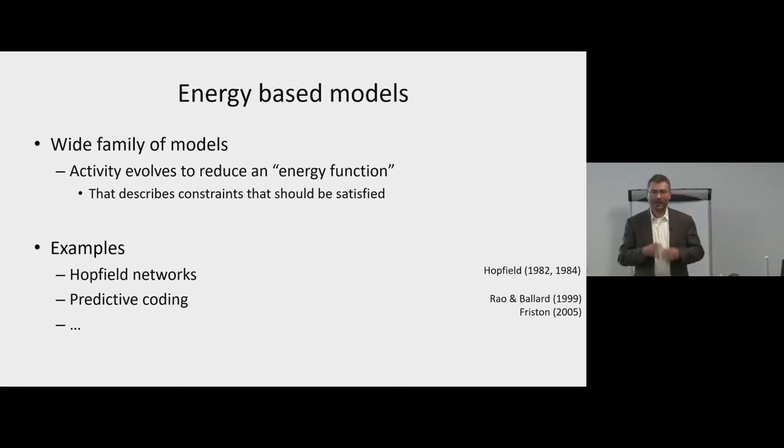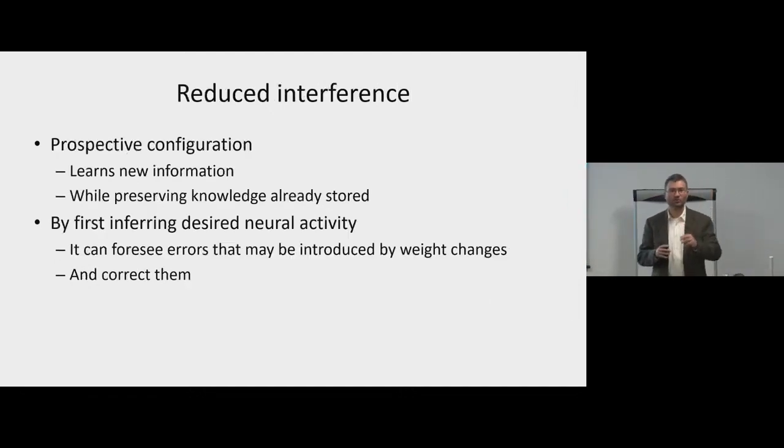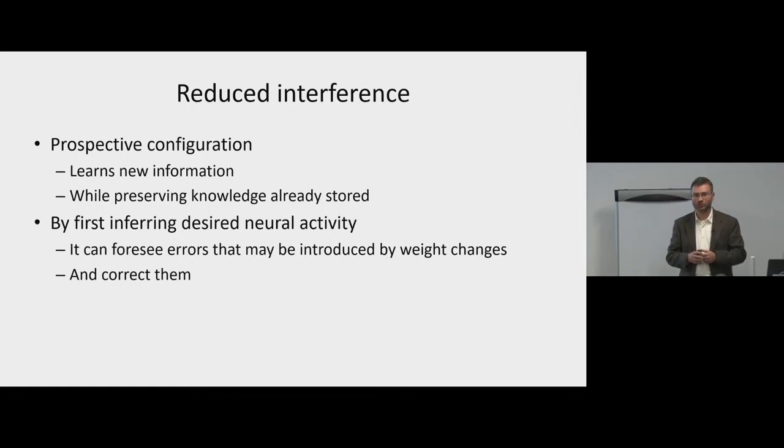Okay, so I will try to argue that this mechanism of prospective configuration, which is present in predictive coding networks, actually reduces interference in comparison to backpropagation. So it's able to learn new information while preserving information already present in the network. And I will show you an example in a moment which illustrates that by first inferring this desired pattern of activity of hidden units, the network can kind of foresee errors that may be introduced by weight modification and immediately correct them. I will demonstrate this with a simple example.